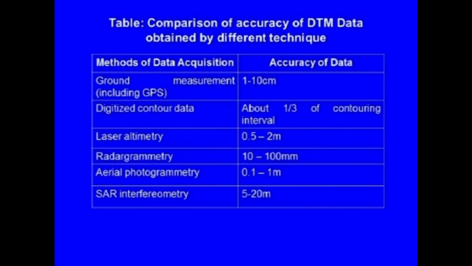So, if we are going for ground based measurements including GPS, then the accuracy of the data acquired could be of the order of 1 to 10 centimeters. From digitized contours, it is about 1/3 the contouring interval. For laser altimetry, it is between 0.5 to 2 meters, radargrammetry between 10 to 100 millimeters. In aerial photogrammetry, it is between 0.1 to 1 meters, and through SAR interferometry, it is between 5 to 20 meters.